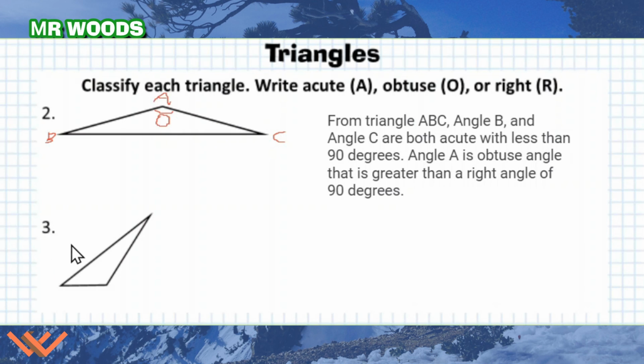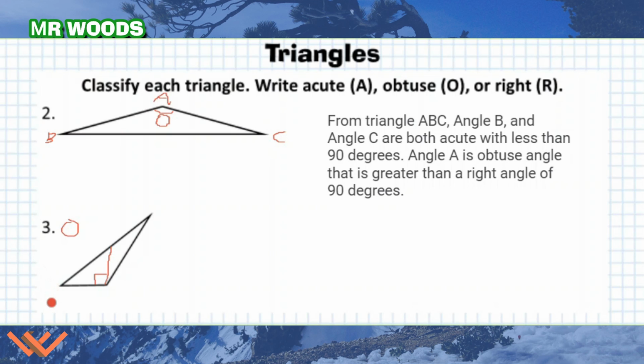Let's take a look at number 3. How would you classify this? Pause the video, write it out, and then we're going to come back for the answer. Welcome back. One of the things I can notice here right out of the box is that this angle is greater than 90 degrees, because I would have to have a line perpendicular to this base right here to make it 90 degrees, and it's greater than that, as you can see right here. So that's definitely going to be, I'm going to put it right next to it, O for obtuse.